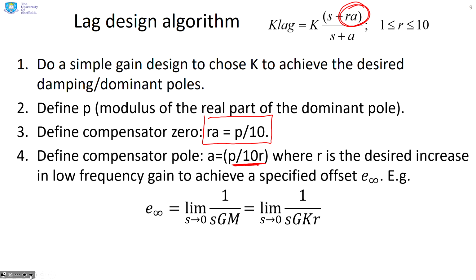So R is this design parameter which you're going to choose to set your low frequency gain criteria. So you'll see R appears in this formula here.